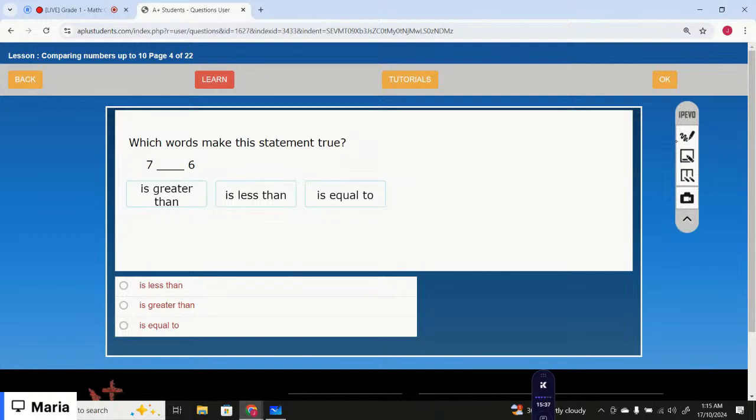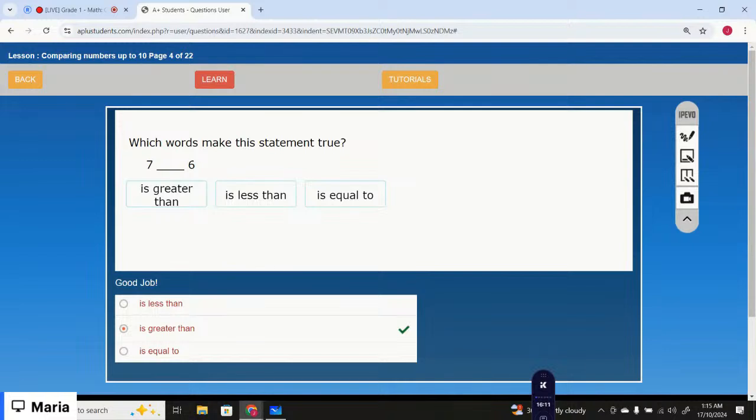Which words make the statement true? 7 and 6. Which is the correct option? Yes, when counting, 7 comes after 6, right? So that means 7 is greater than 6. 7 is greater than 6. Got it?